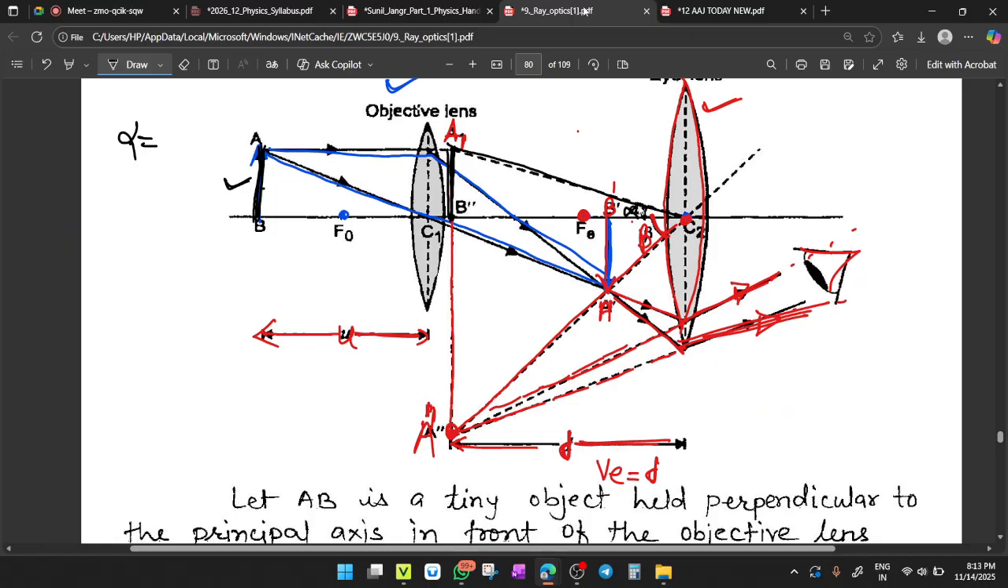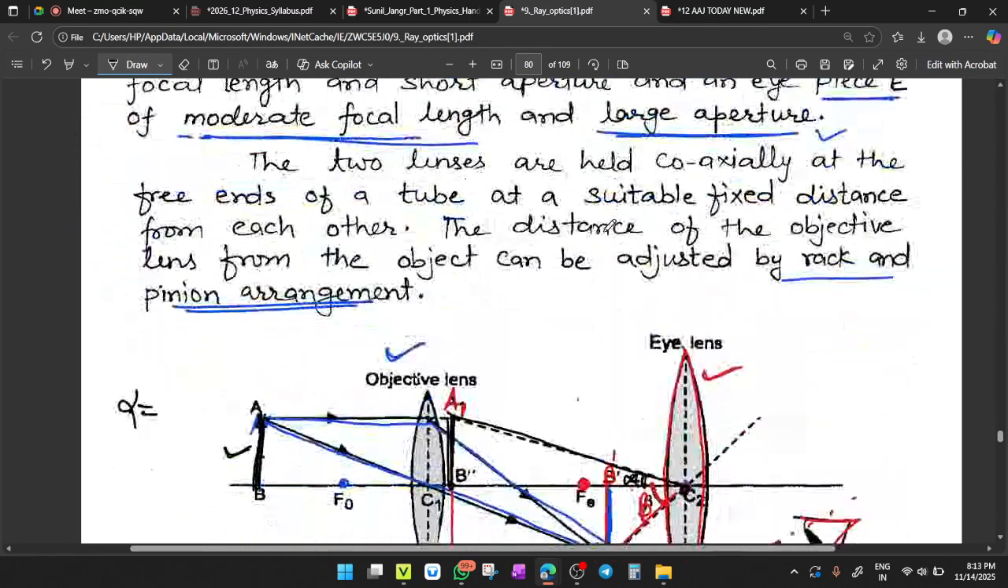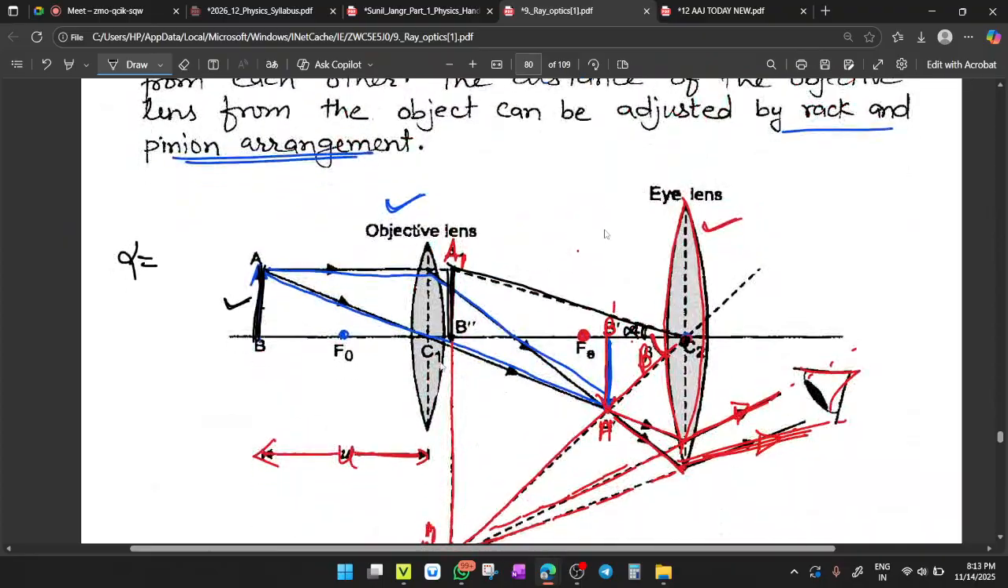So we have all the things. We have alpha, we have beta. Alpha is the angle made by the object at LDDV. Beta is the angle made by the image at LDDV. What we have done: the image formed by the objective lens is kept between the optical center and the focus of the eyepiece. So it will give its virtual and larger image. Clear or not? So read the theory. First we are going to read the theory, then make the diagram.